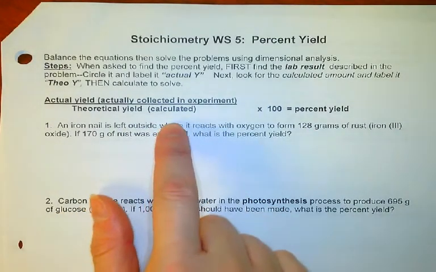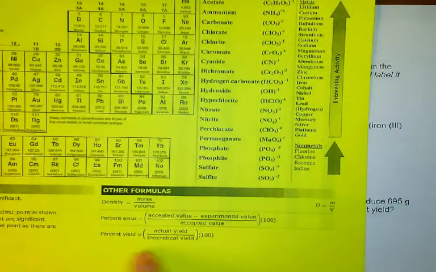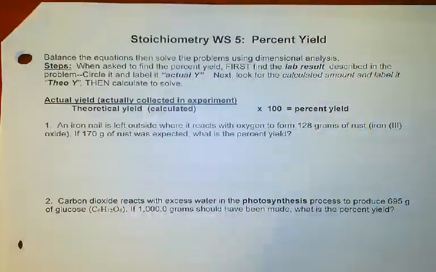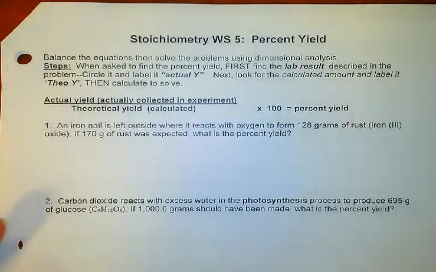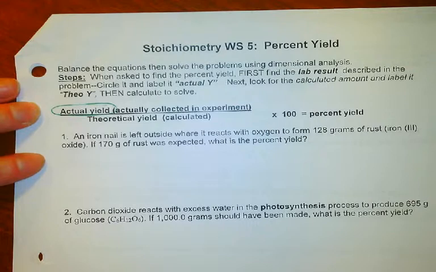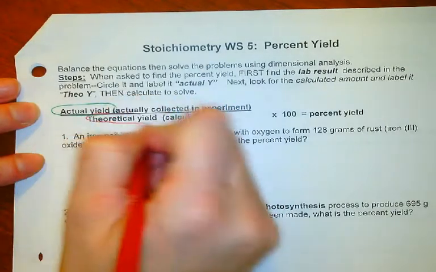Alright, so this is a percent yield equation. Just as a reminder, it is on the bottom of your class periodic table, which means it doesn't need to get memorized. The biggest thing we're going to need to be looking for is identifying which one is the actual yield, which I'm going to do in green, and which one is the theoretical yield.